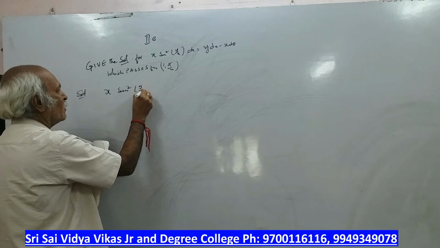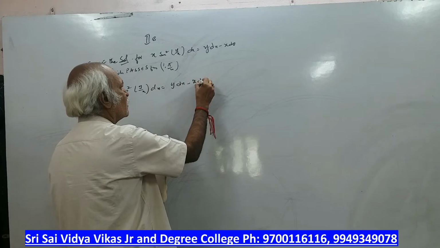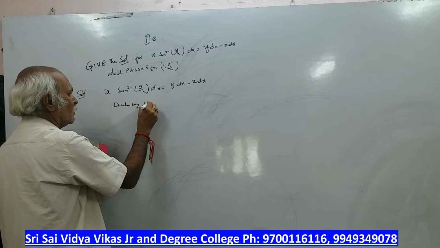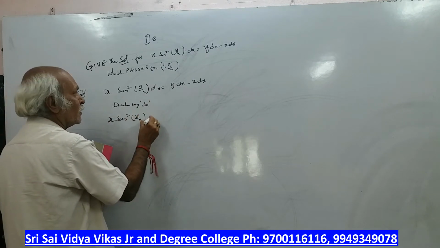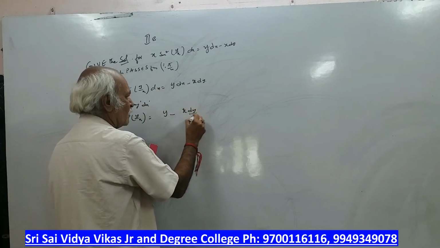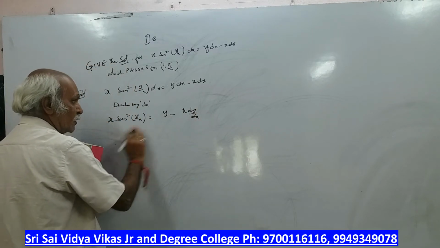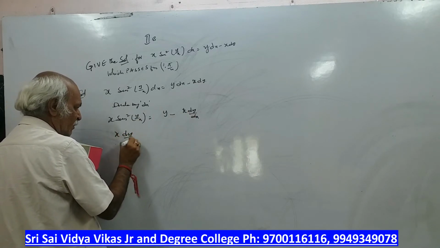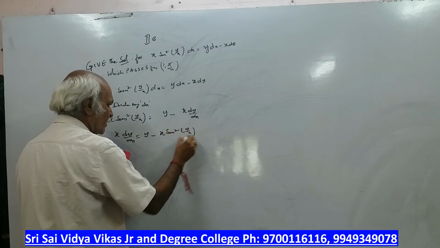x sin square y by x dx is equal to y dx minus x dy. Divide by dx. This dx will get cancelled, so y minus x dy by dx. Bring this one to this side: x into dy by dx is equal to y minus x square sin y by x.